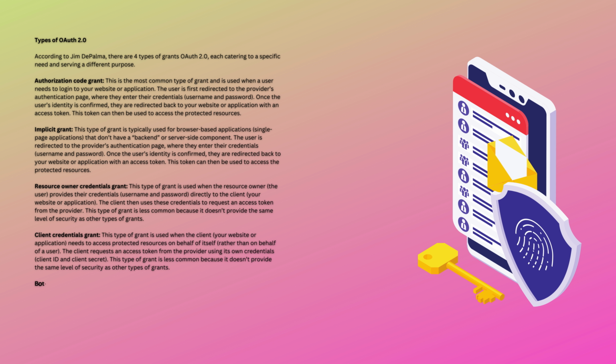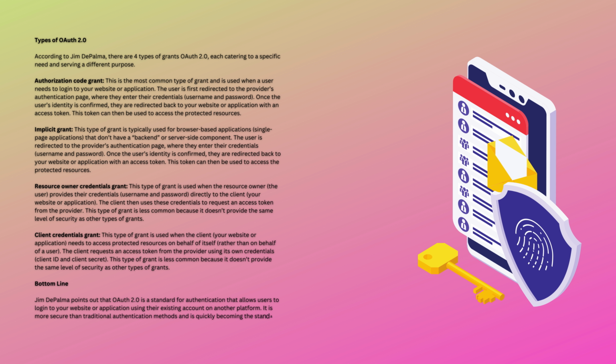Bottom line. Jim DePalma points out that OAuth 2.0 is a standard for authentication that allows users to log into your website or application using their existing account on another platform. It is more secure than traditional authentication methods and is quickly becoming the standard way to authenticate users online.